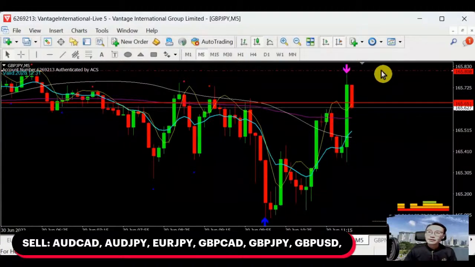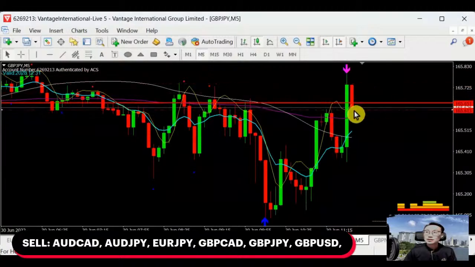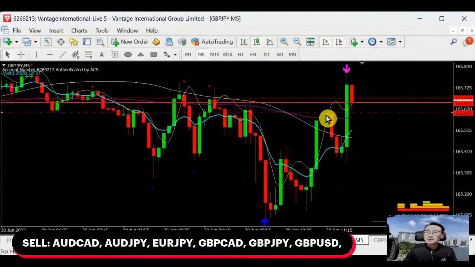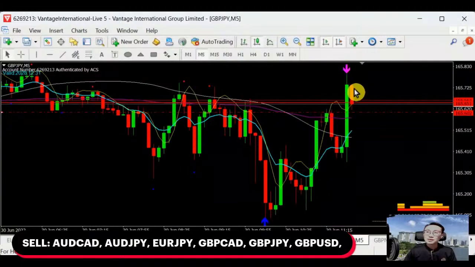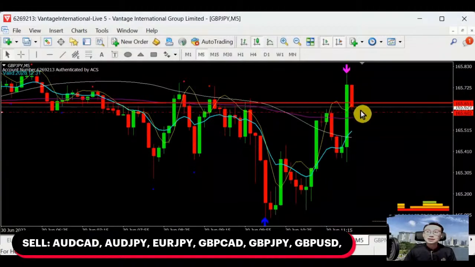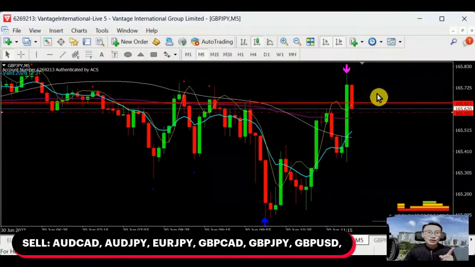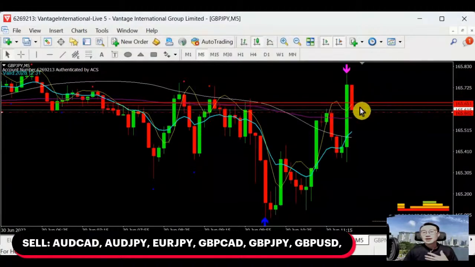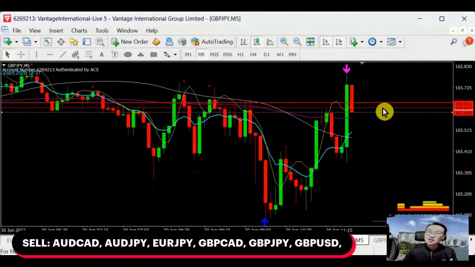And then what is the next thing? This previous resistance as a support. When it comes down, it may form a higher low, and a higher low may happen around this area. If you are worried, then we don't enter here. Let's wait for it to come down.